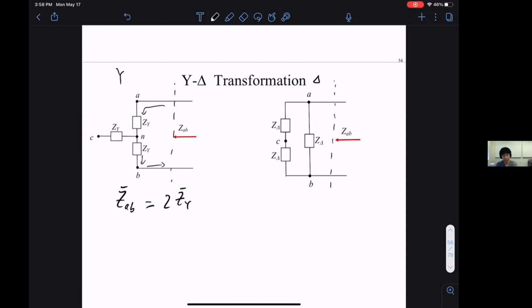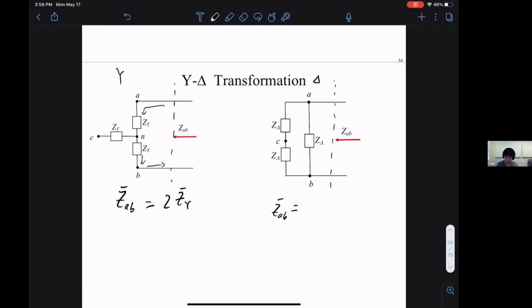But wouldn't that be connected to another zy at the left? No, C doesn't matter. C is not connected to anything, so we can ignore the third zy. I have two of them; the third one doesn't matter. There's no wire attached to it, and I'm not looking through C. So here I have ZAB.